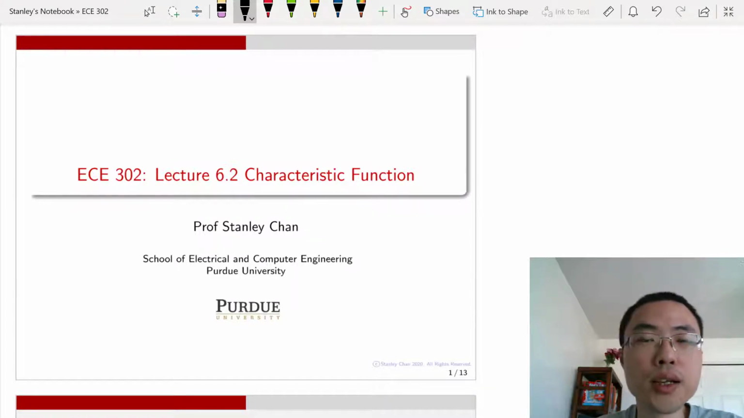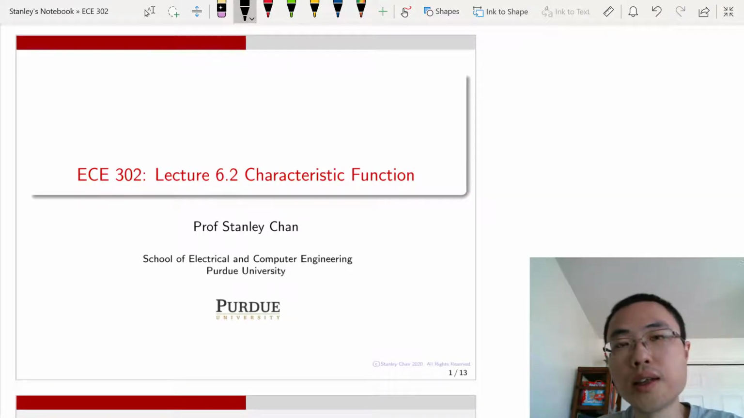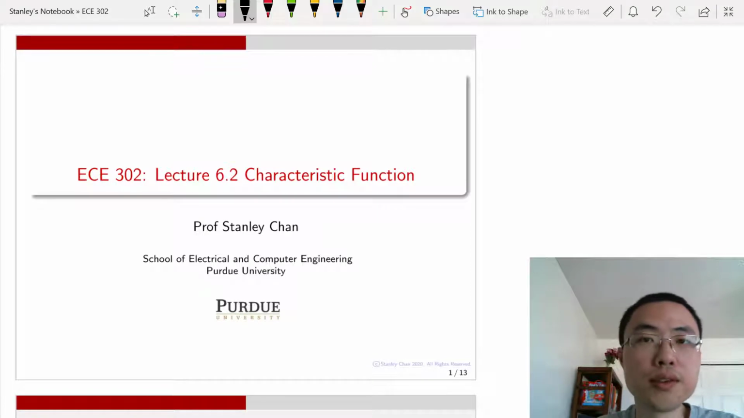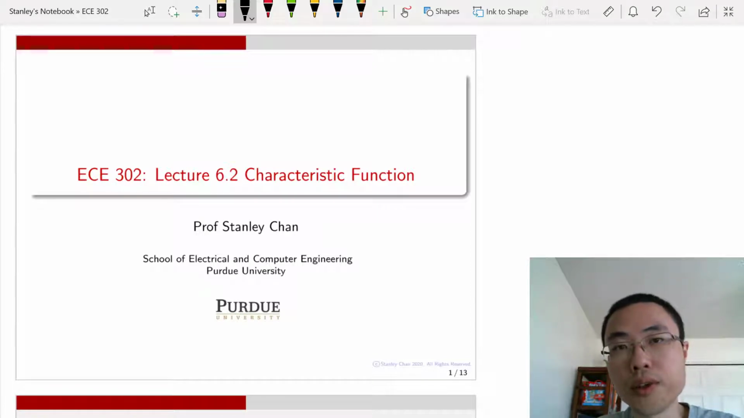In the previous lecture, we learned about the moment-generating function. It is a very useful technique to handle a sum of two random variables or more random variables. In today's lecture, we're going to learn a variant of that, which is the characteristic function.